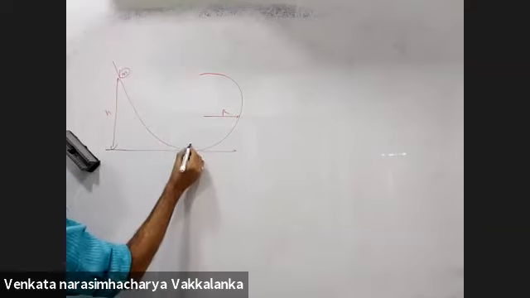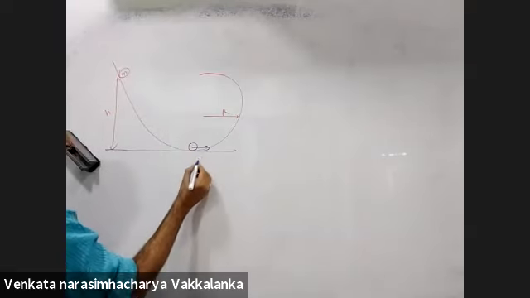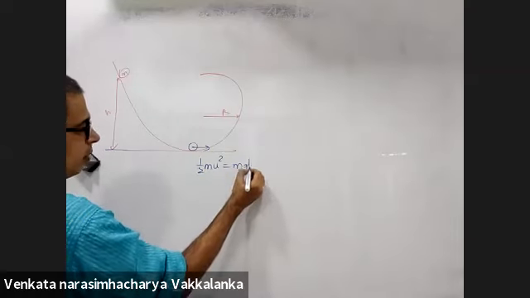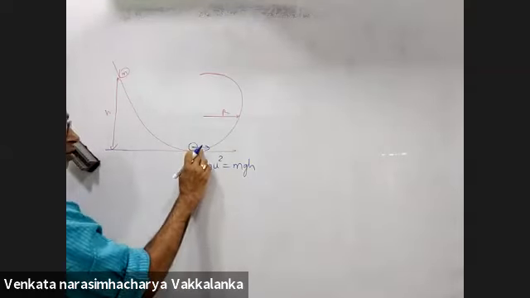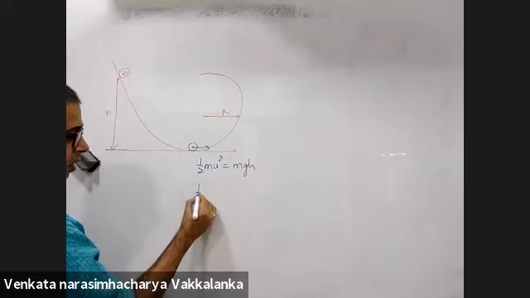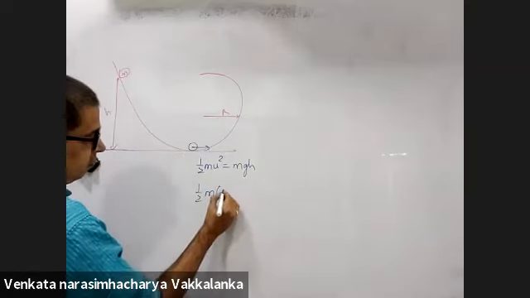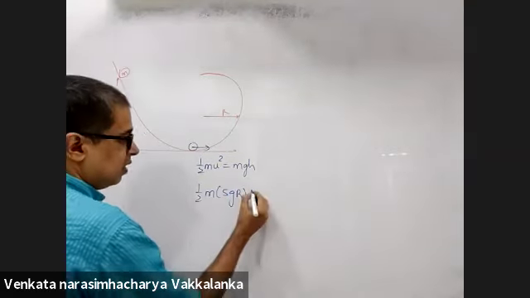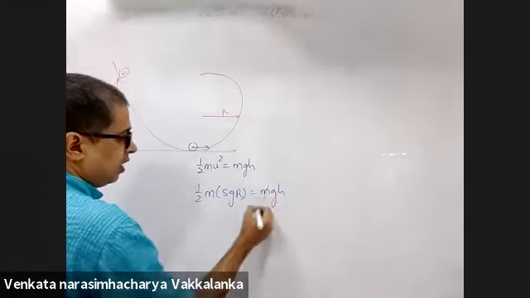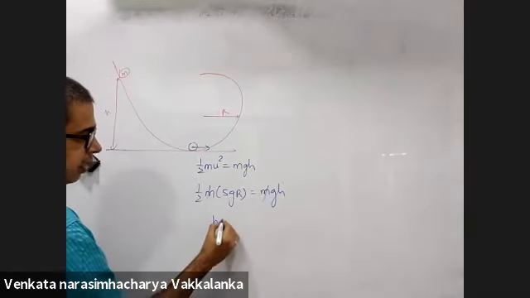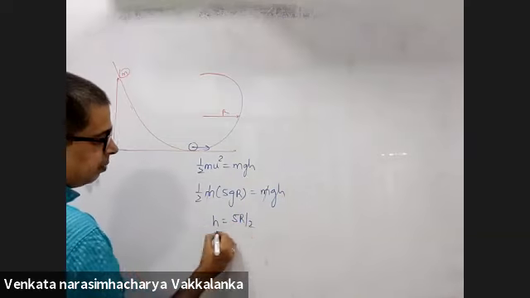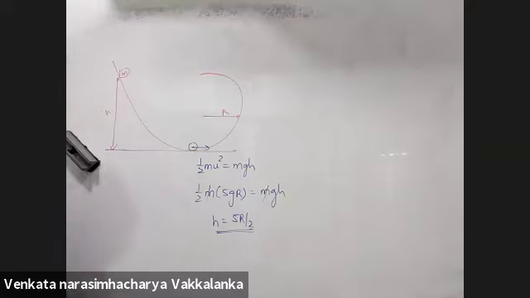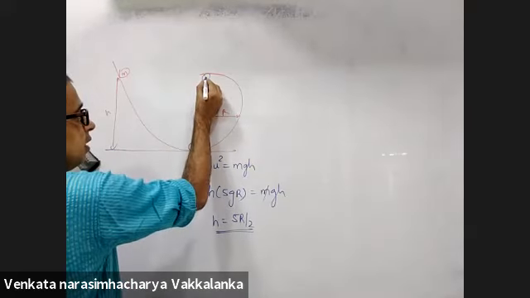This height should be such that the kinetic energy, half mu square, should be equal to mgh. What should be the velocity here so that it completes the circle? Root 5gr. So u square is 5gr, so 5gr equals 2gh. H is equal to 5r by 2. So that is the height from which you should release this particle so that it completes the circle.